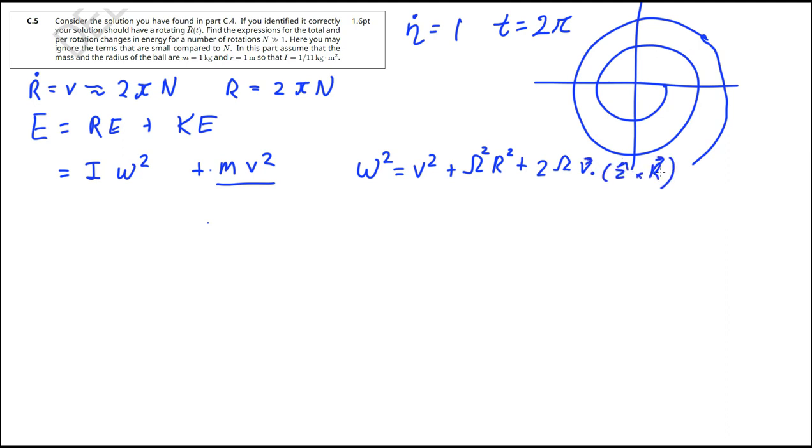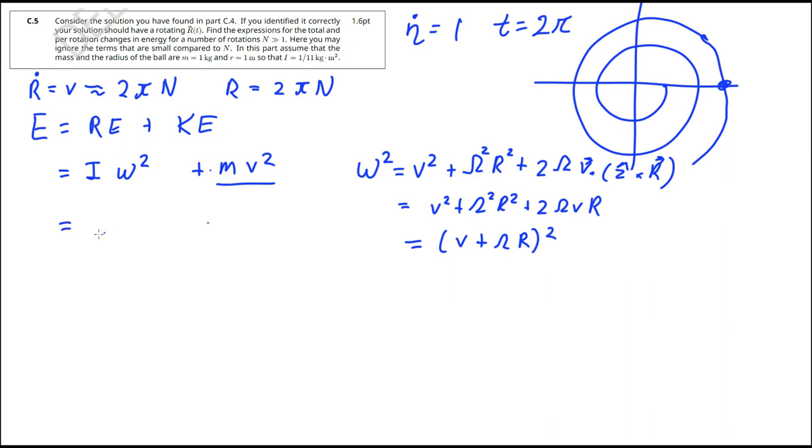Now they make a very valid argument in the solutions that once you're very far away from the center, if you're a long way out on one of these spirals, then essentially v and r are orthogonal to each other. So what that means is that when you take this dot product with this cross product, you're essentially just going to get v multiplied by r. So like this, and then they make note that this can just be factorized like this. Okay, and they've told us that they want us to use I equals 1 over 11.